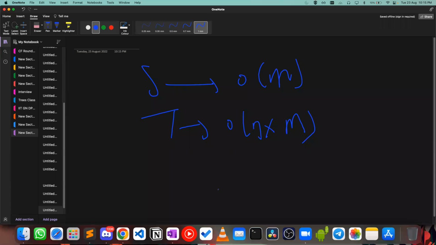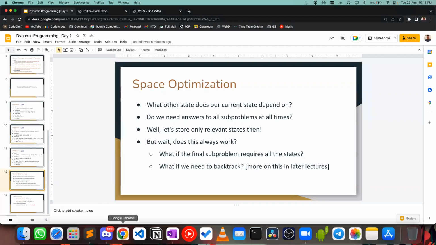So is this clear to everyone, guys? Why is space optimization even required? Because the time can go a little high, but the space cannot always go that high.